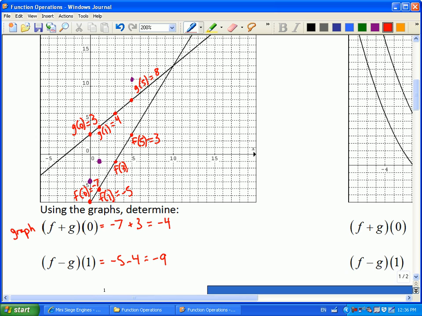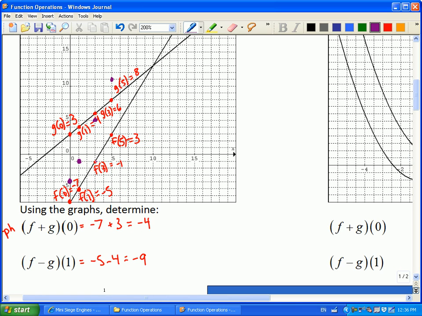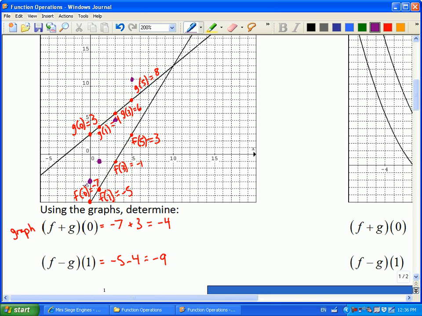So f of 3 is -1, and g of 3, that's 6. So if I add them together, I get 5. So it would be this spot right there. Oops, sorry. So if I connected the dots, that's roughly what this graph would look like. And again, if you had a ruler, you might come up with a neater or straighter line than me. But we can get a picture of adding the two functions together just by plotting the points like that.